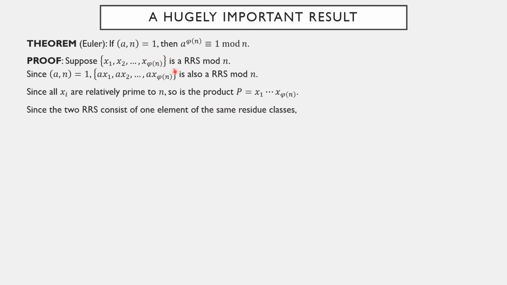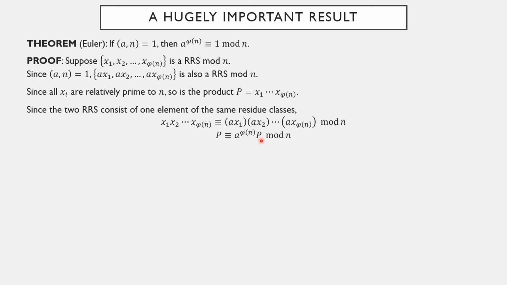Now, since these two reduced residue systems have one element from the same collection of residue classes, the residue classes that are relatively prime to n, if I take this product, it will be equivalent mod n to taking a product of all of these. One by one, these are all equivalent to something in this list. So if I multiply all of these, it will be equivalent to multiplying all of these. Specifically, on the left, we get P, this product of the top reduced residue system. In this product on the right, I do get x1 times x2 and so forth, so I do get a P.